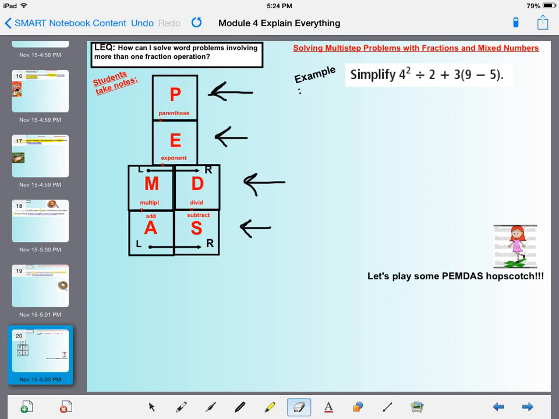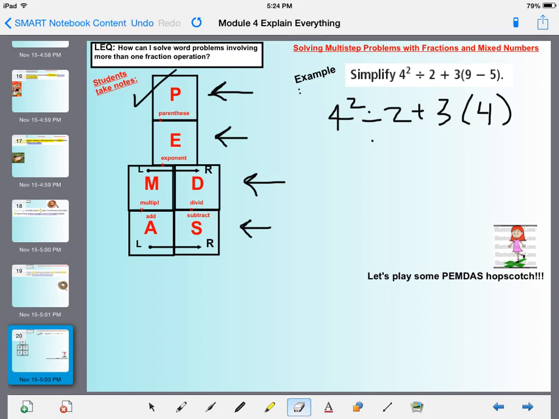So if we have a problem like 4 squared divided by 2 plus 3 times (9 minus 5), this is a really long expression, but we can do it one step at a time, and we will get to the answer with no problem. We'll start with parentheses. We rewrite everything else: 4 squared divided by 2 plus 3. And we take care of what's in the parentheses first. So 9 minus 5 is 4. Okay, took care of the parentheses.